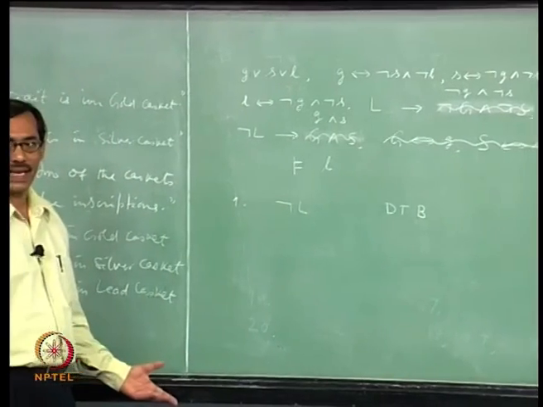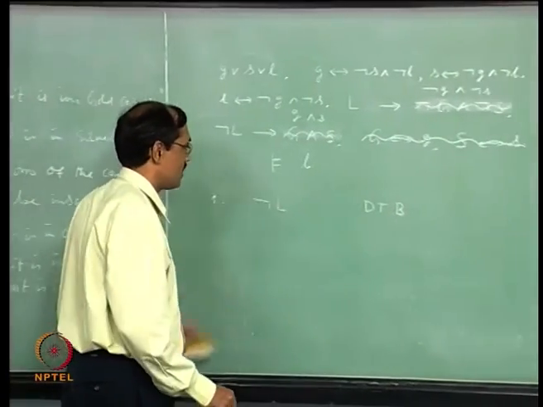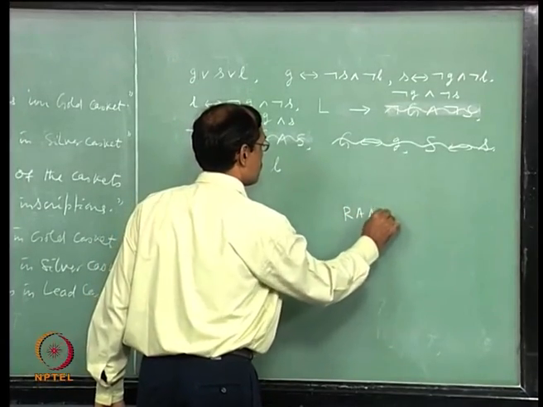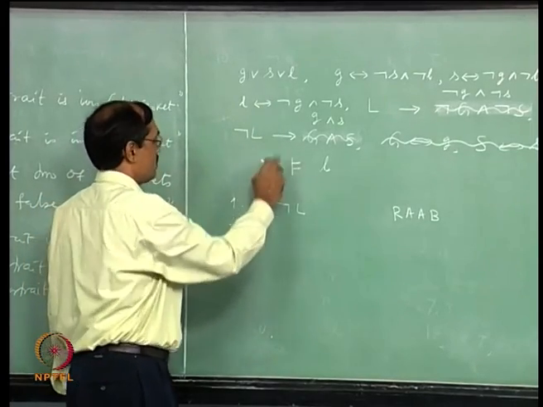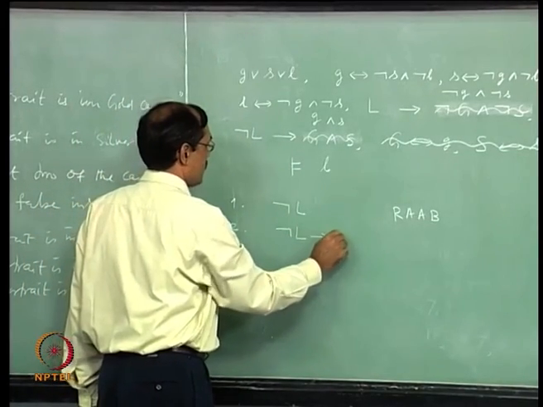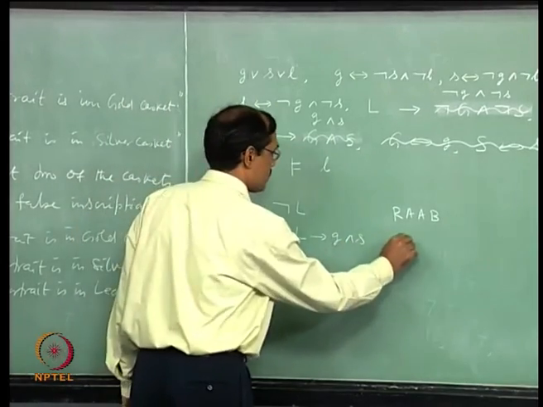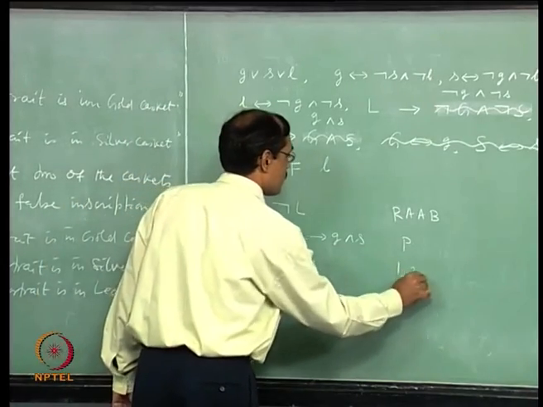Or you want to put RA? Which one you want? RA you want? Okay, let us try. So you have RAA begins. Next you introduce the premise not L implies G and S. Okay, that is a premise. So you get G and S by modus ponens.